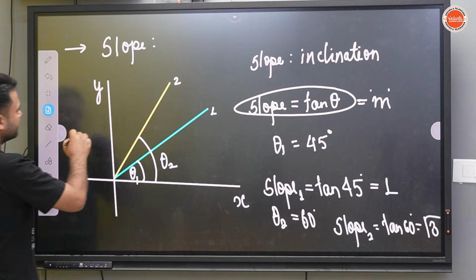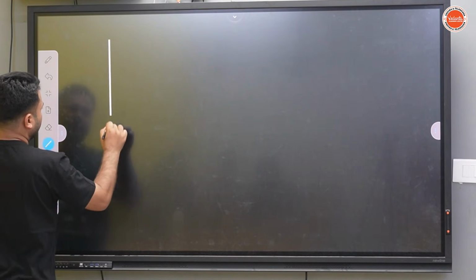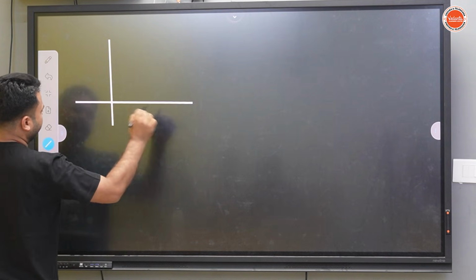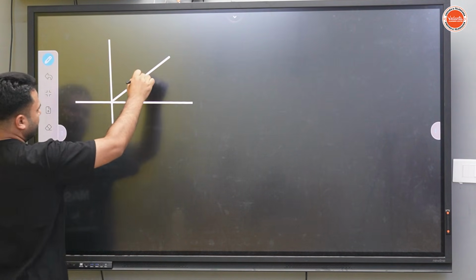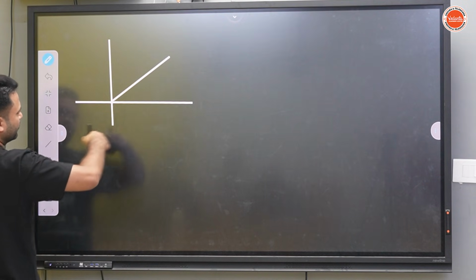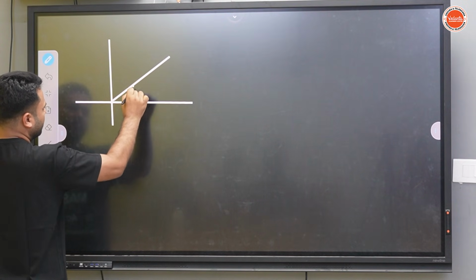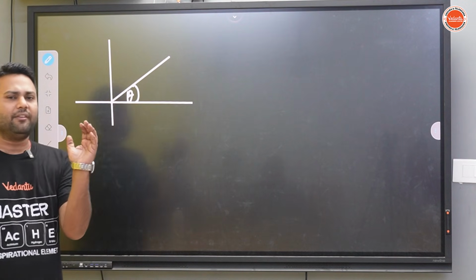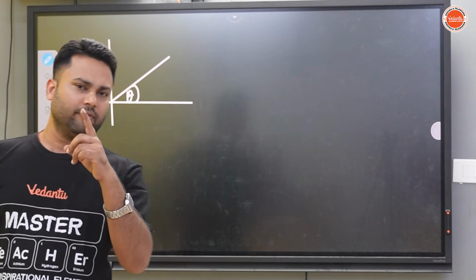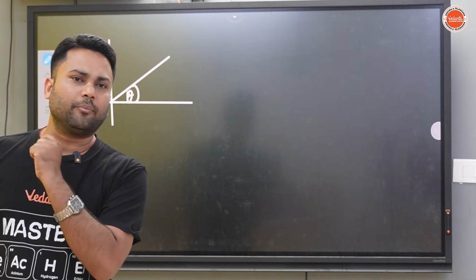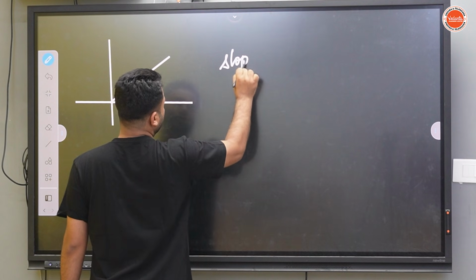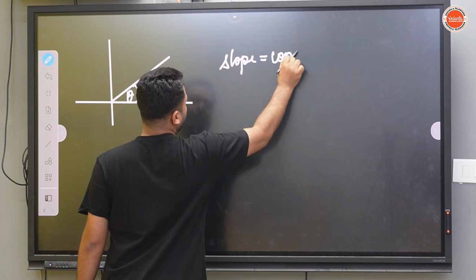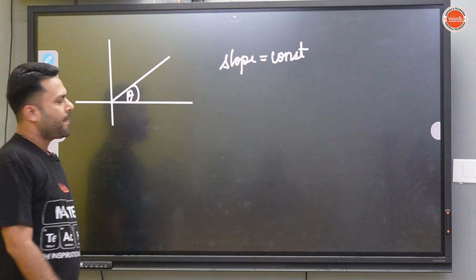Now see, if they give like this, that this is the y and x axis and this is any line which is having some slope, so slope will be what? Tan theta, and tan theta will have some fixed value, like tan 45 degree is 1, tan 60 degree is root 3, 1.7. So this slope is having a fixed value. So these kinds of slope are called constant slope. Slope is not changing, slope is constant. Correct?